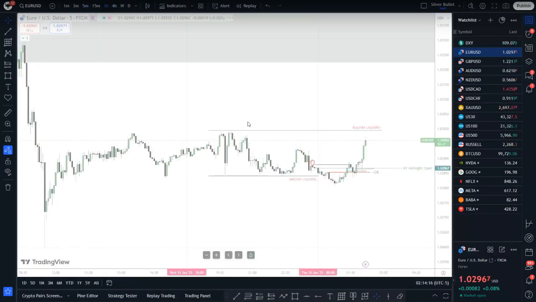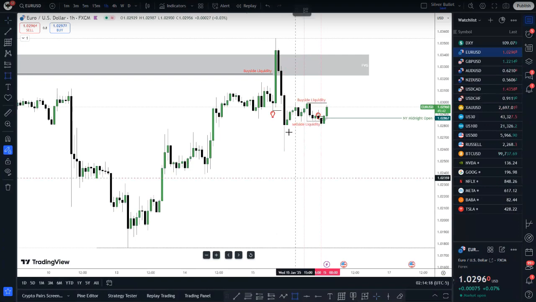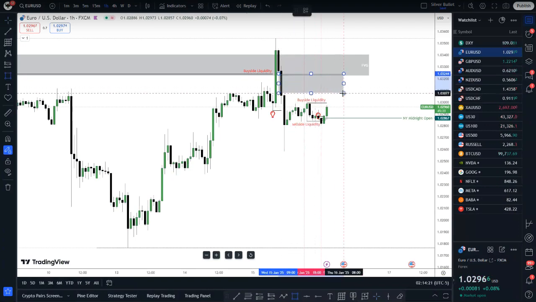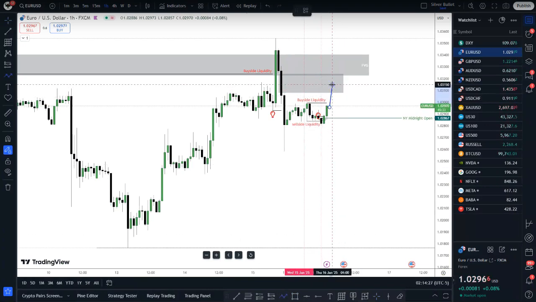We also have what? This hourly fair value gap here. Where is it? Where's the hourly fair value gap? This hourly fair value gap. London session, I want to see London session pushing higher at least to this hourly fair value gap here. So which means from here on, I'll be expecting price action to do this.